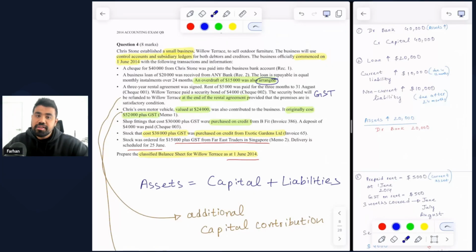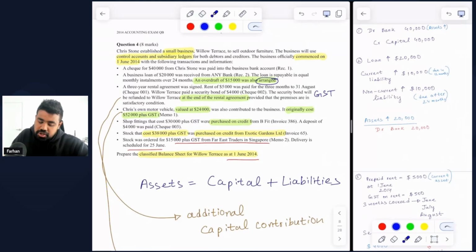My name is Farhan. Today you will solve question 4 from 2014 past exam. This question requires you to prepare a classified balance sheet. This question has many complications, so make sure to focus and follow through the entire content for an excellent understanding. With that being said, let's get started.